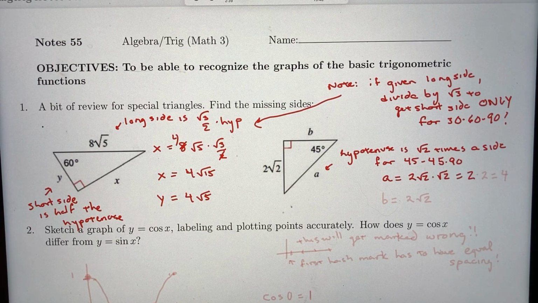Root 2 times root 2 is 2. So A is 4. B, it's 45 degrees. B is the same as the other side. Some of you weren't doing that on the test.